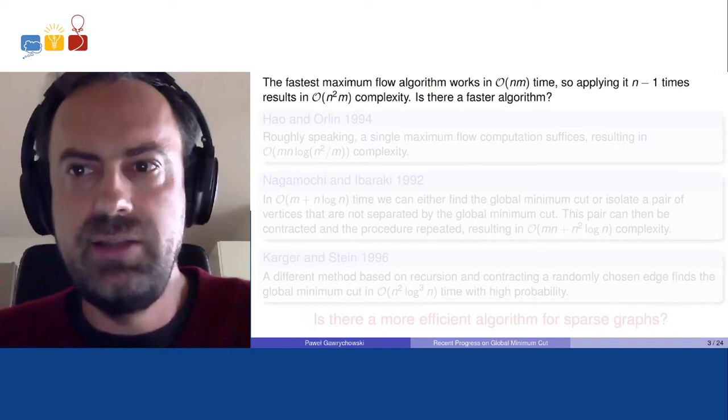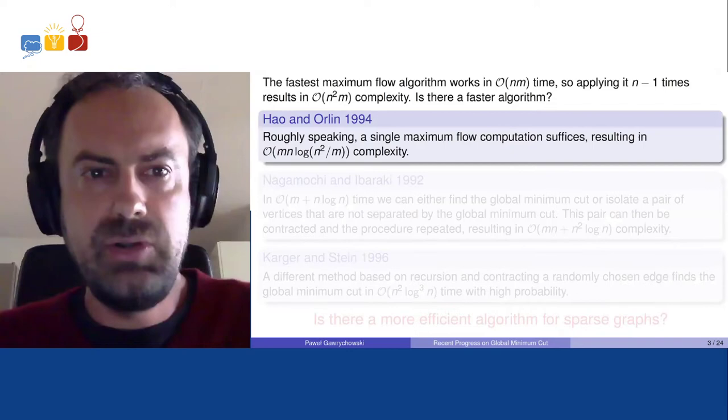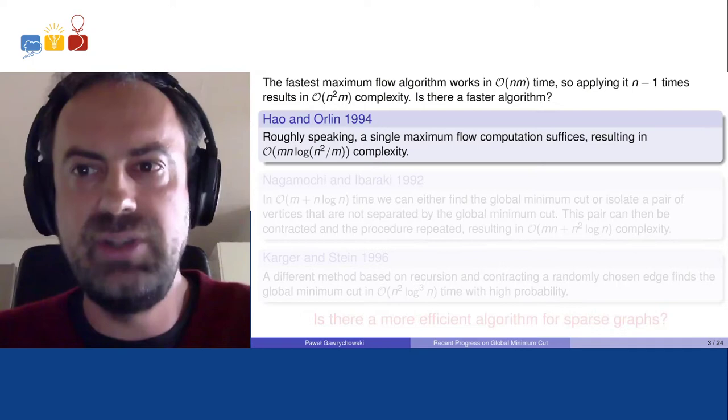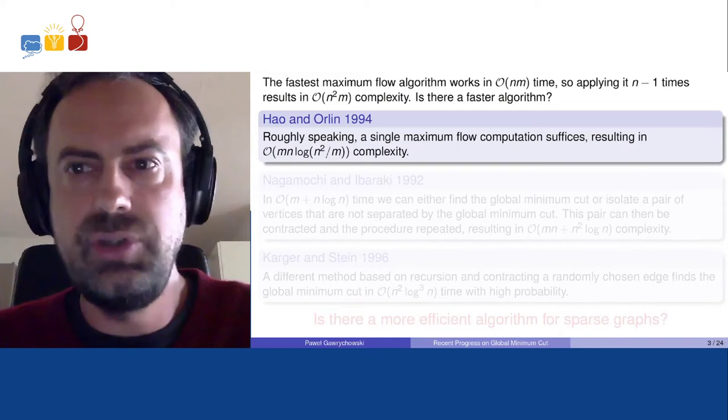And in '94, there was a paper by Hao and Orlin. And roughly speaking, they show that you only need to run a single maximum flow computation. It's not that simple. But the running time is equal to the running time of a single maximum flow computation. So it's M times N times some log factor. So it uses blocking flow essentially. Okay, so that's better, but it's still M times N.